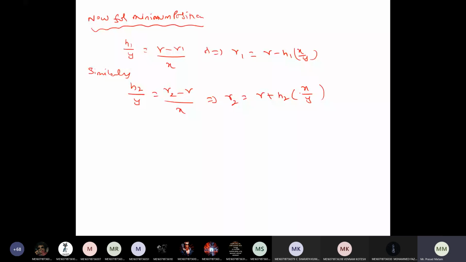This is the equation to find the minimum radius of rotation, and this is the equation to find the maximum radius of rotation. R1 is equal to r minus h1 into x by y, and r2 is equal to r plus h2 into x by y. I told you how I am writing this equation.